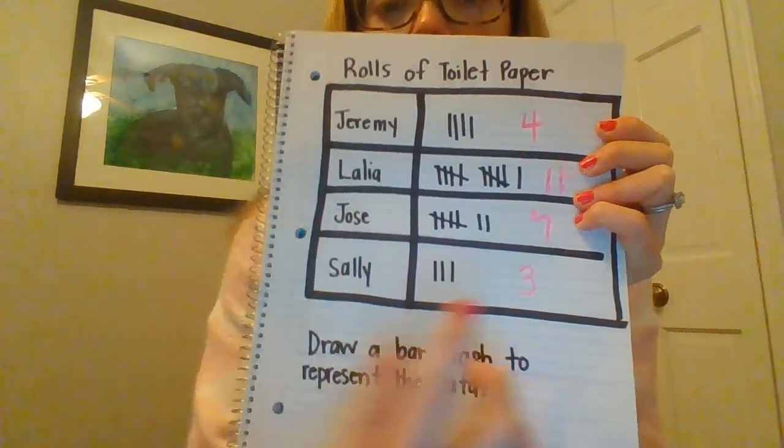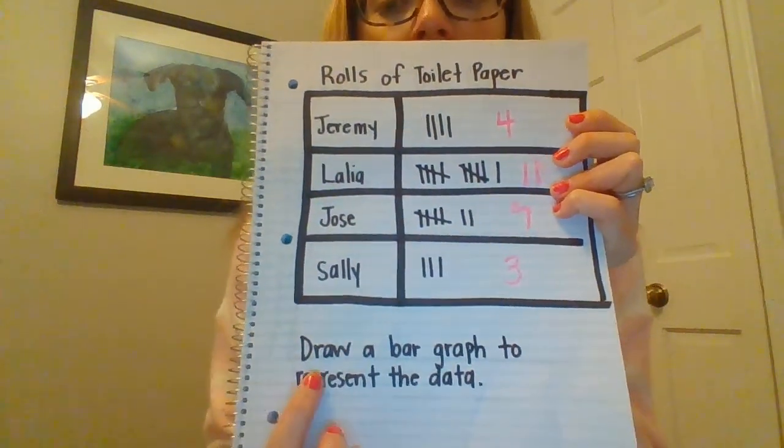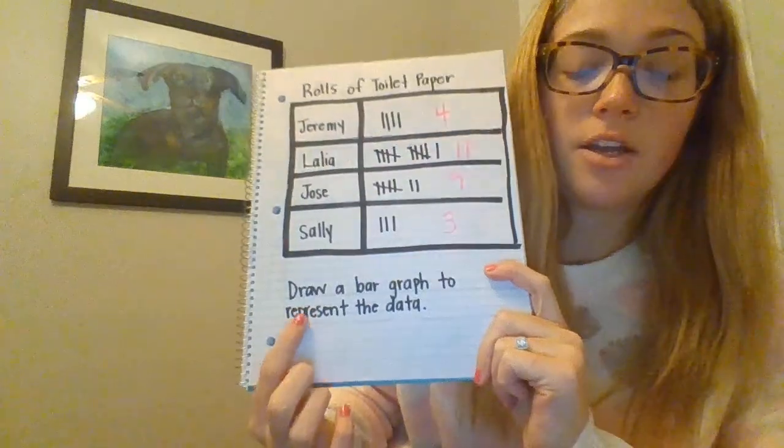Very good. Jose has 7. We can count 5, 6, 7. Now, here comes the first part of our task today, which was to represent data using a bar graph.